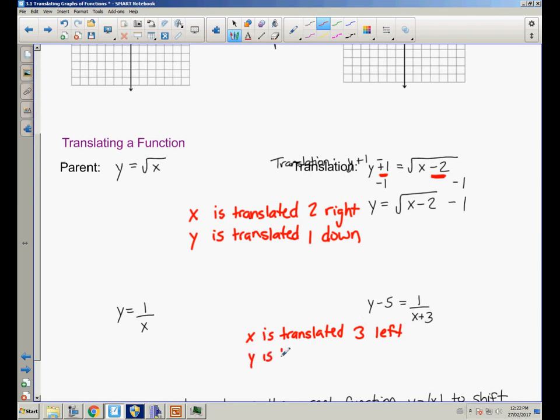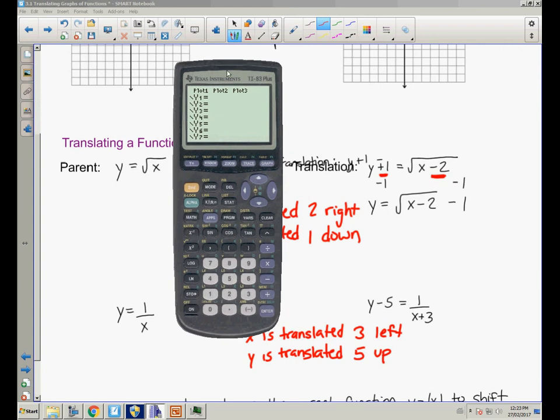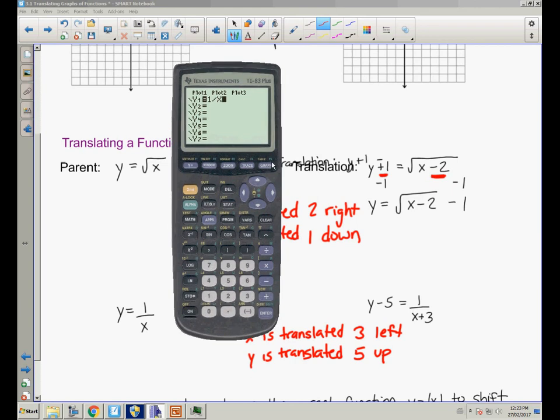And y is translated 5. And we're going to do the opposite of this negative 5. So I'm going to say 5 up. So let's try graphing this one and see if it holds the same sort of pattern. Clear my old values in here. So to get my parent function, y equals 1 over x. So just double checking, here's what my parent function looked like, what we predicted before.